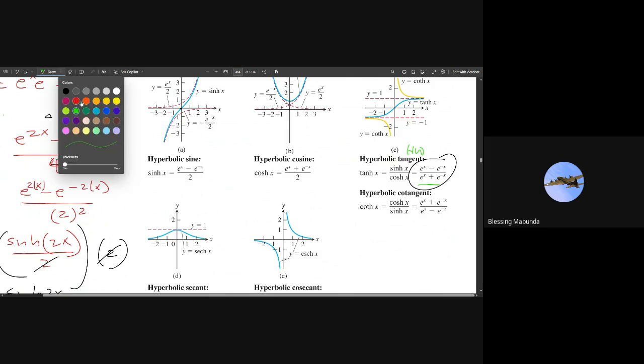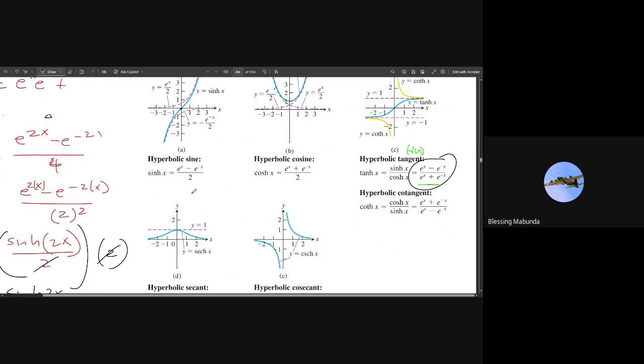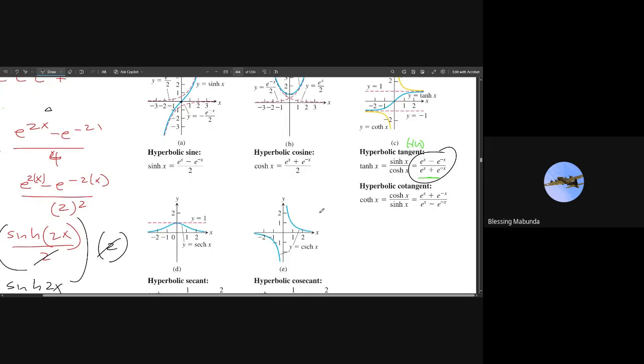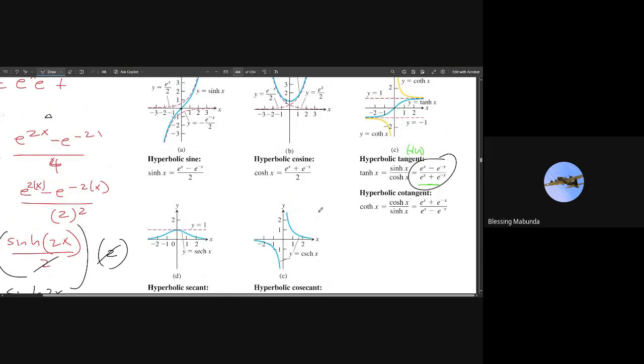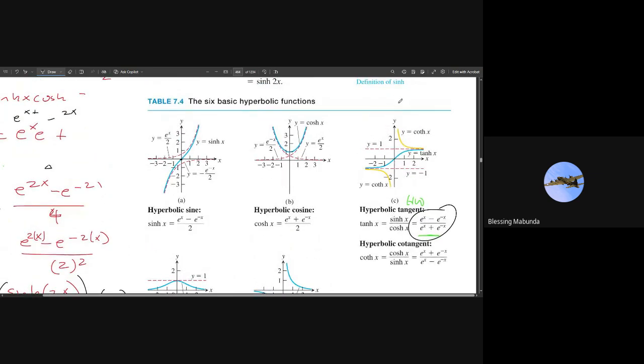And for coth, that is going to be cosh x divided by sinh x. So it's the same identity as well for coth. For the coth function here, you can see that it's in the first and third quadrants. And the asymptotes for tanh here are y equals 1 and y equals -1.